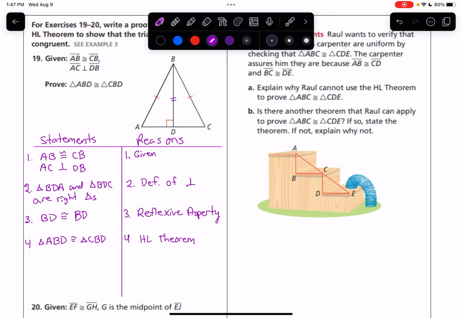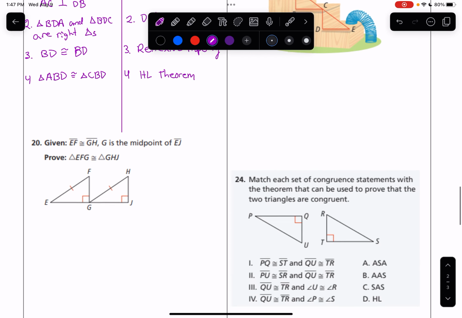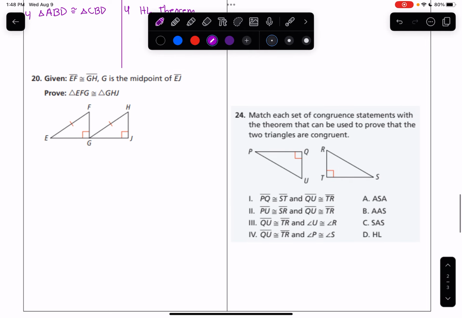And that's all there is to it. We just need to know that they're right triangles. We need to know a pair of legs is congruent and the hypotenuse is also congruent. Number 20. Again, another proof. We want to prove the two triangles are congruent. Let's see.